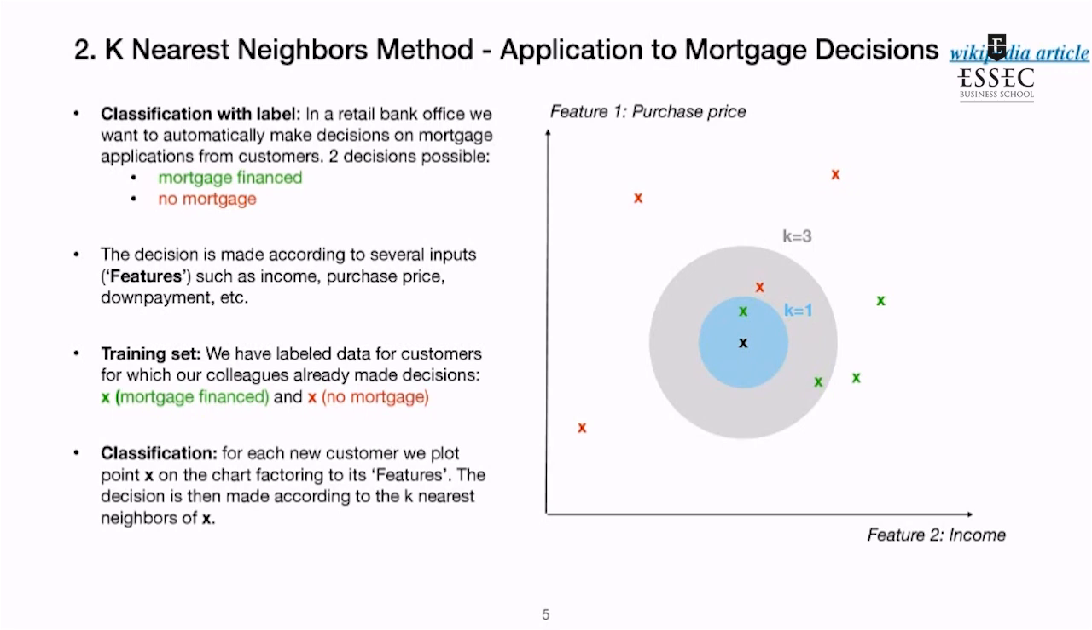Let us assume we are sitting in a retail bank agency. And in this agency, customers are coming and they are asking for a mortgage because they would like to buy a house or an apartment or garage or any piece of real estate. So we are going to make a decision based on a few features. So what can be the features of a customer? Well, for example, the price of the house, the yearly income of the person.